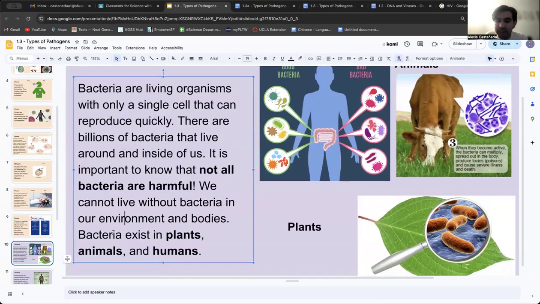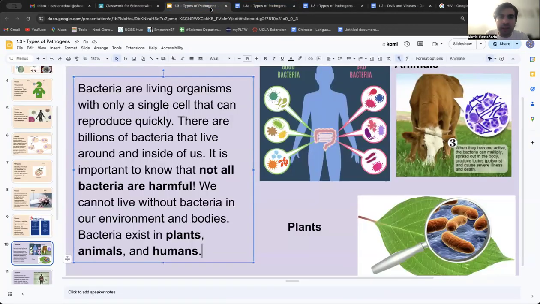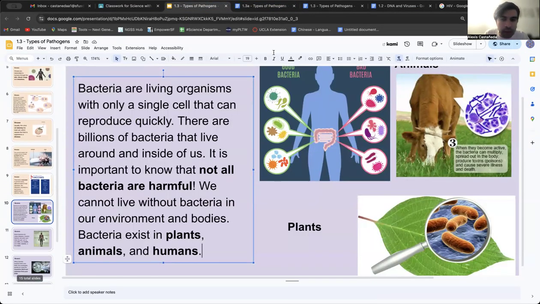But bacteria, they exist everywhere. They exist in all of the things that are alive. They exist in plants and animals and humans. They don't exist inside of viruses because again, viruses are not real. They're not real, or they're not alive. But plants, animals, and humans can all be infected by a virus. So here we'll put plants, animals, and humans. Right? We can all get bacterial infections.